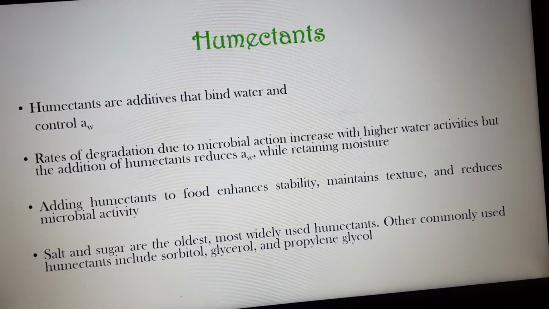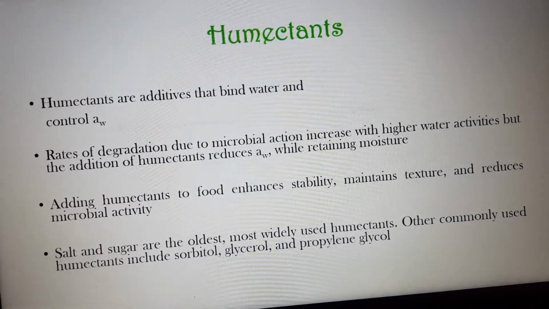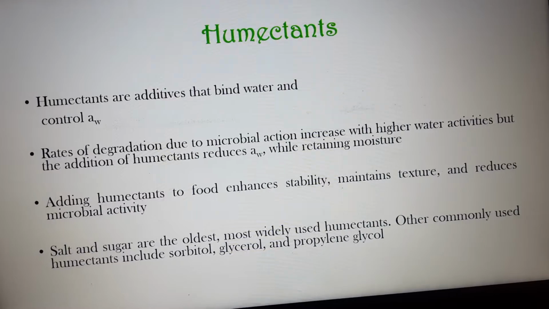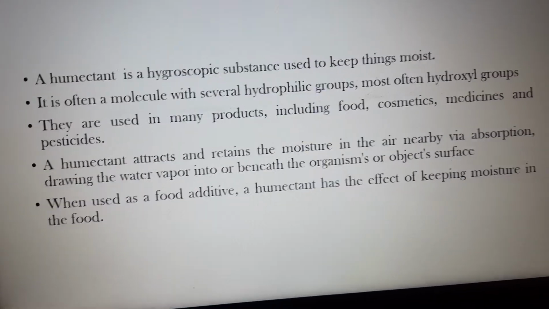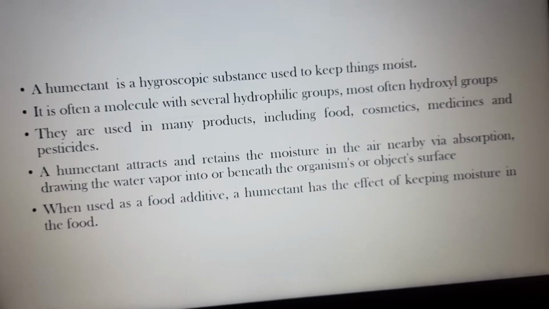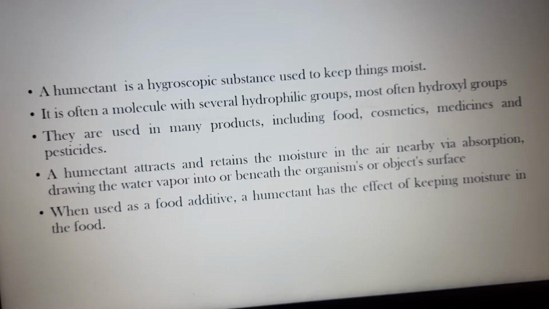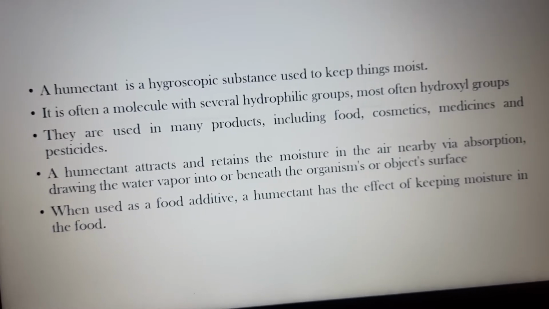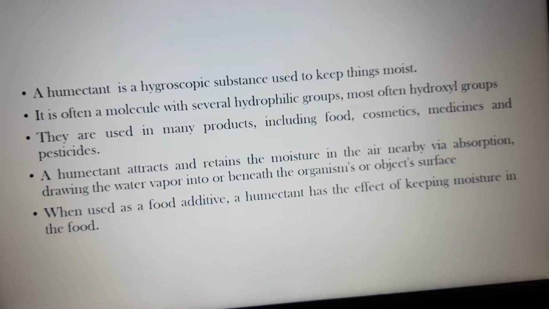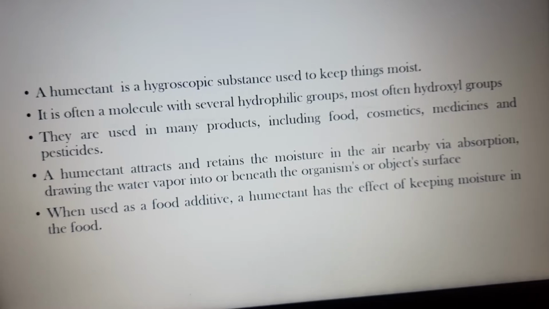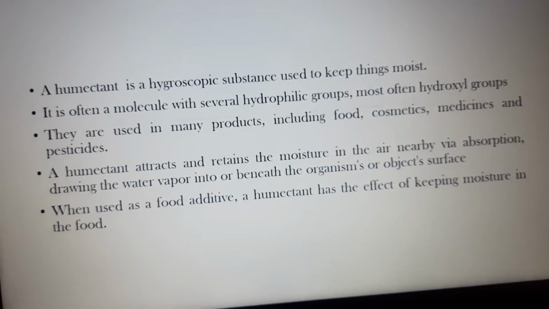Salt and sugar are the oldest, most widely used humectants. Other commonly used humectants include sorbitol, glycerol, and propylene glycol. So, a humectant is a hygroscopic substance used to keep things moist. It is often a molecule with several hydrophilic groups, most often hydroxyl groups. They are used in many products including food, cosmetics, medicines, and pesticides.